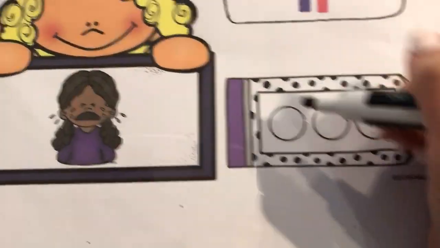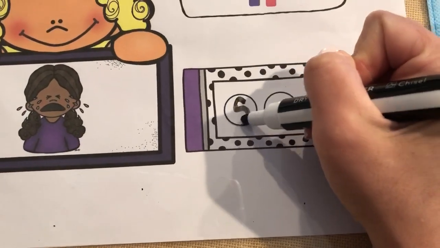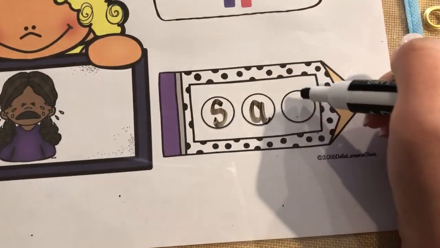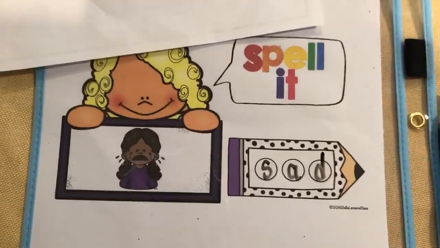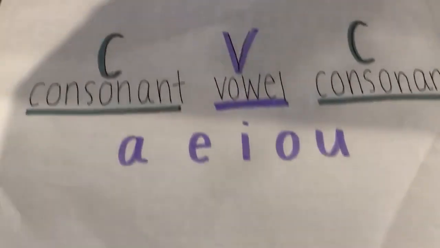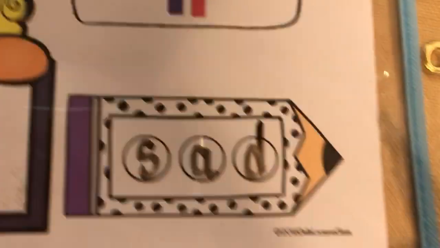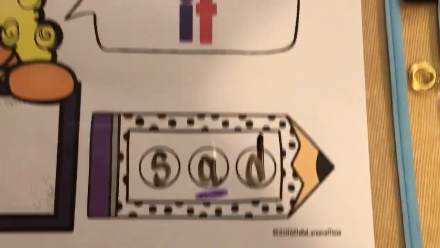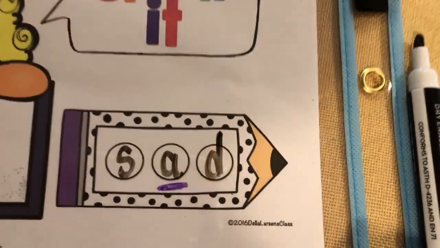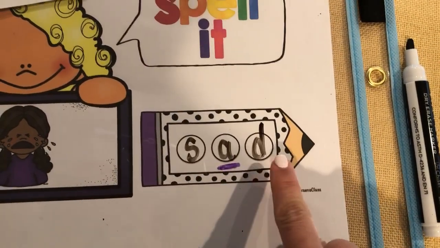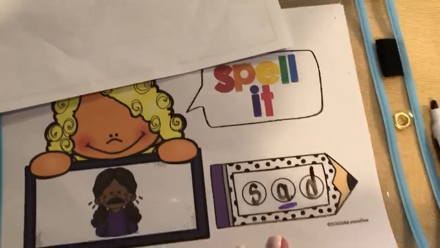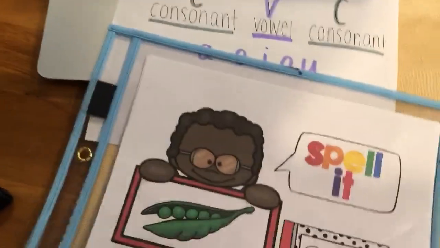If I think the little girl looks sad, I'm going to try that one. I'm going to tap it out. S-A-D. Now I want to see if that follows my CVC pattern. The first letter is S, which is definitely a consonant. Then my middle vowel is going to be A, so that follows the pattern, and the ending consonant is a D. So the word is sad. S-A-D, sad.